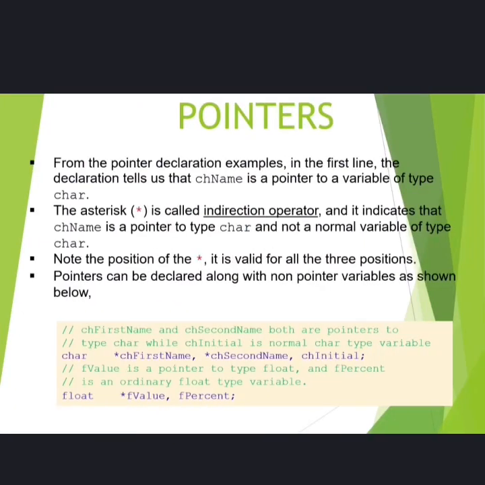From the pointer declaration example, in the first line, the declaration tells us chname is a pointer to a variable of type char. The asterisk is called the indirection operator and it indicates that chname is a pointer to type char and not a normal variable of type char. Note the position of the asterisk. It is valid in all three positions. Pointers can be declared along with non-pointer variables as shown below.